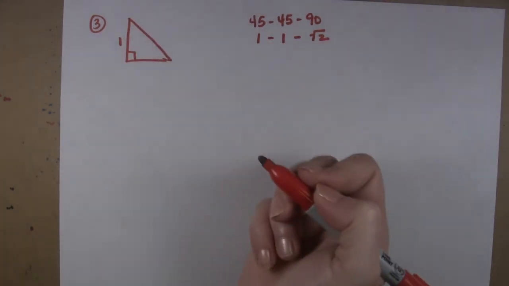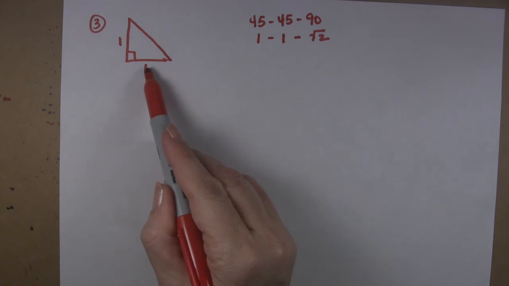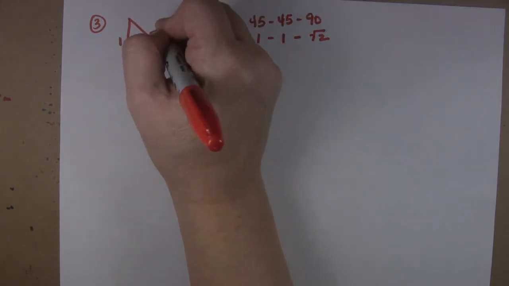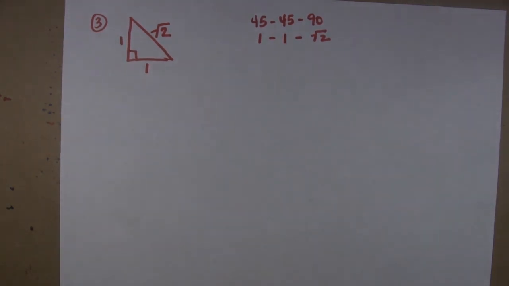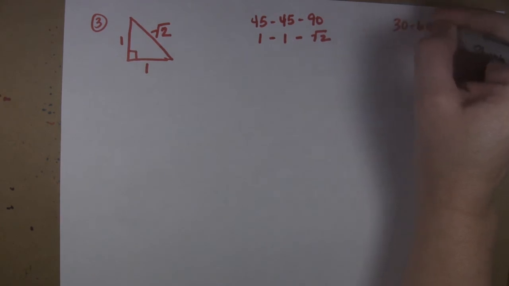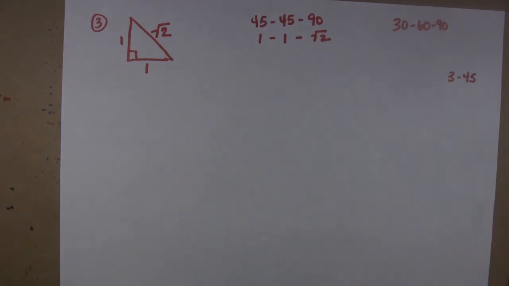So if this side is 1, this leg is going to be the same, which is 1. And the hypotenuse is going to be 1 root 2, or just a plain old root 2. So that's what you need to know there. It's very helpful to know the 45-45-90, the 30-60-90, and also the 3-4-5. Those are our three special triangles.